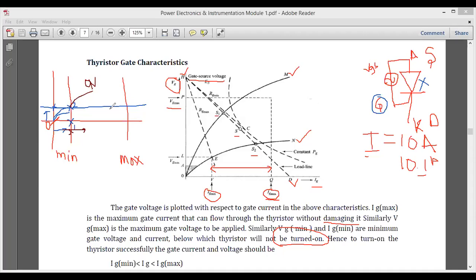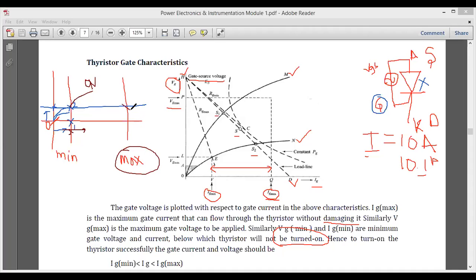So what is the second case? The second case says that you should apply the minimum gate current and the minimum gate voltage, but it should be greater than the minimum point. It should not be less than minimum. But the condition is that it should not be greater than the maximum value.